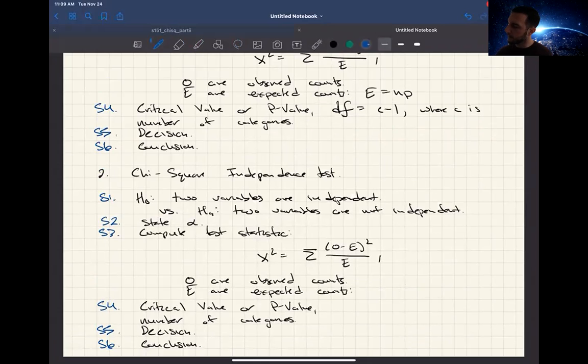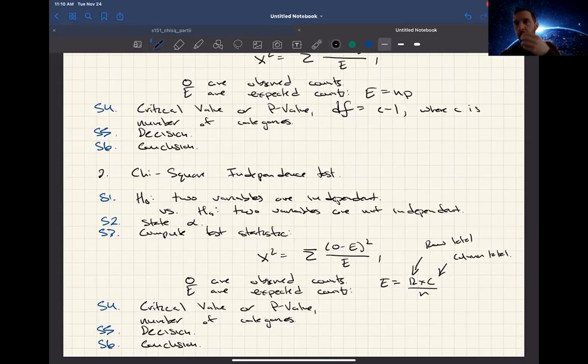Now, the expected values here in the independence test are equal to capital R times capital C over little n, where capital R is the row total and capital C is the column total. As I said, once we get into the illustrations using Rcmdr, I will show you exactly what I mean by row total and column total.